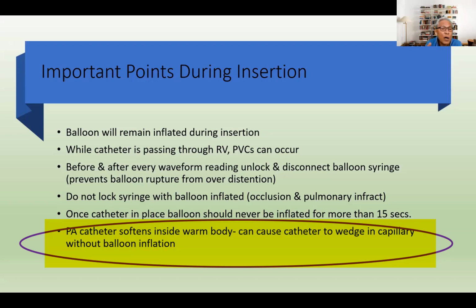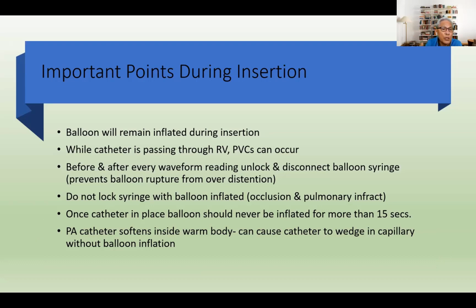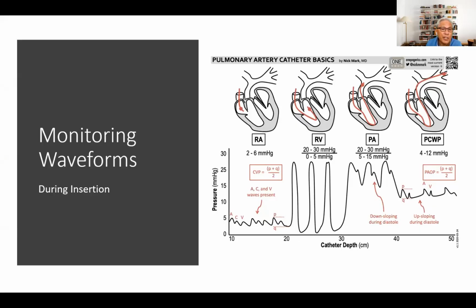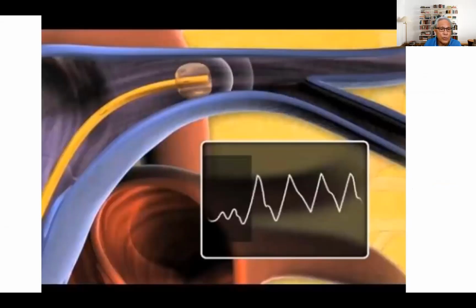And that is the reason why you need to know how to interpret those pressures or those waveforms whenever you have a pulmonary artery catheter. I'm going to show you a silent film. There is no sound at all to this film, just to show you the progression of the waveforms as it enters into the right atrium and as it goes all the way into the tributary of the pulmonary artery.